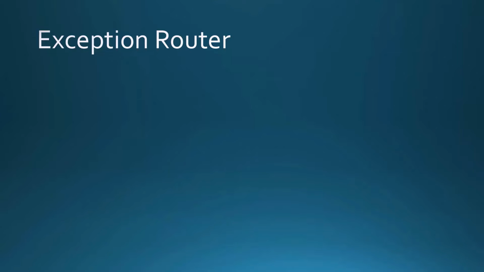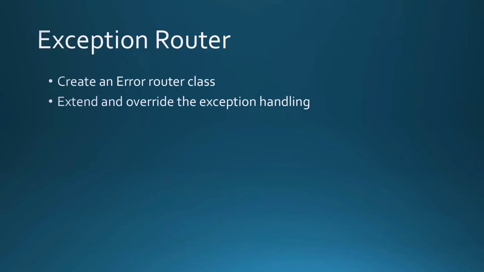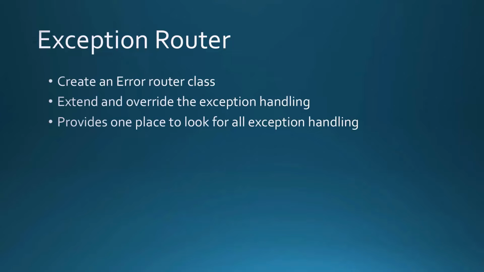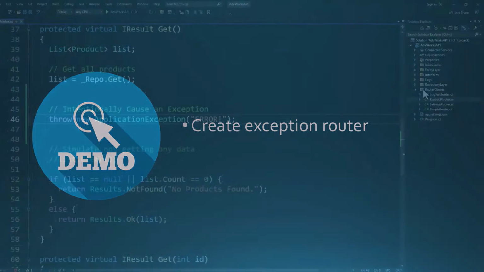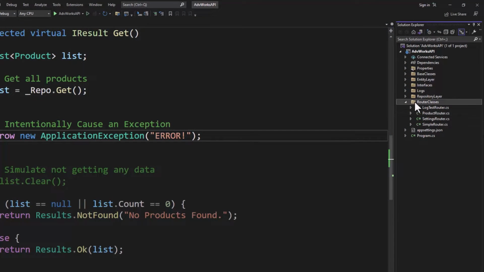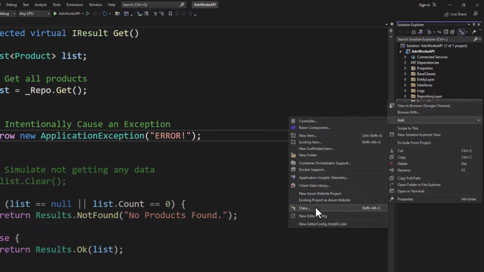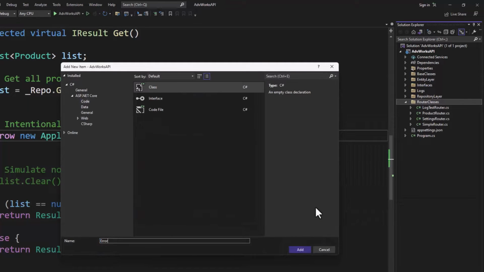Now again, if you're reading articles out there or Microsoft's documentation, they say that the exception handling goes right into Program.cs. But of course, what we're going to do is we're going to create our own error router class. And from there, we'll extend and override the built-in exception handling. Again, this provides one place that we can go to look for all of our exception handling, and it keeps our Program.cs much cleaner. So let's create our exception router.